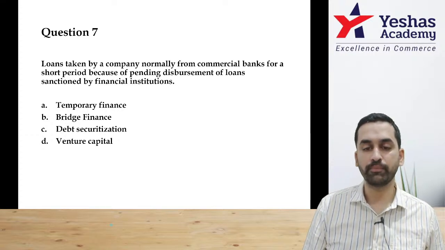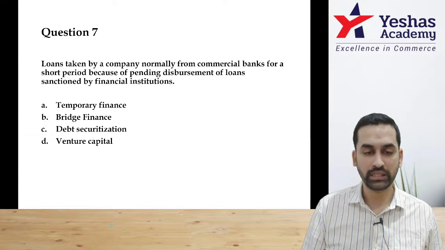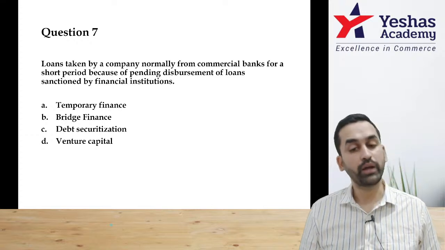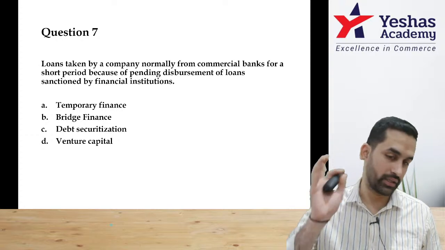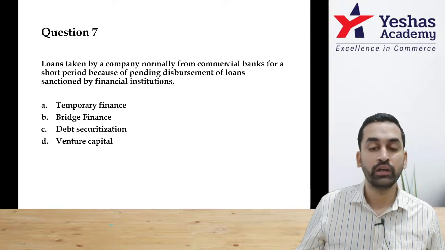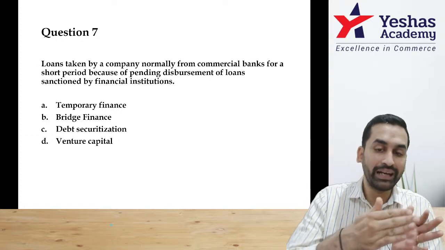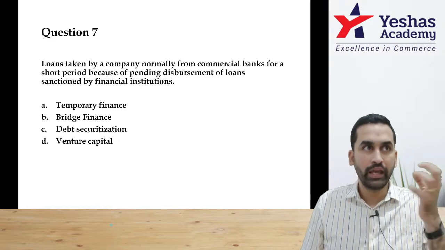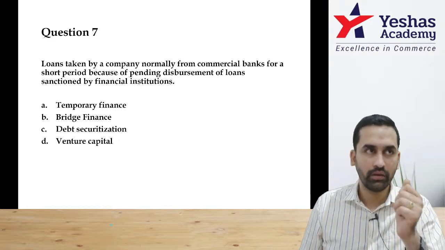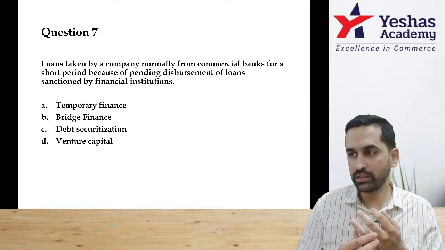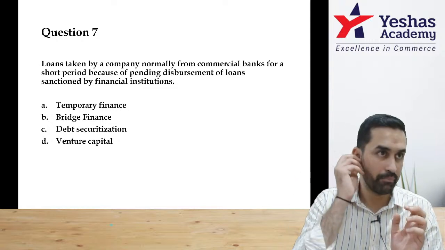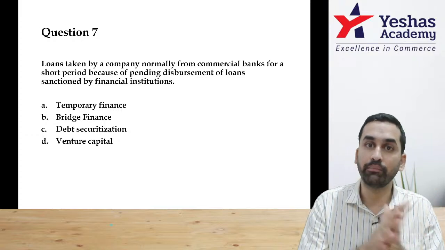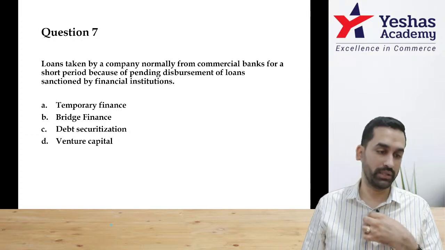Question number 7. Loans taken by a company normally from commercial banks for a short period because of pending disbursement of loan sanctioned by financial institutions. Very good question. Now understand first, pending disbursement, what does it mean? A company has gone to a bank, bank has verified all the documents, bank has agreed to sanction loans, bank has even given sanction letter, but money has not been disbursed.